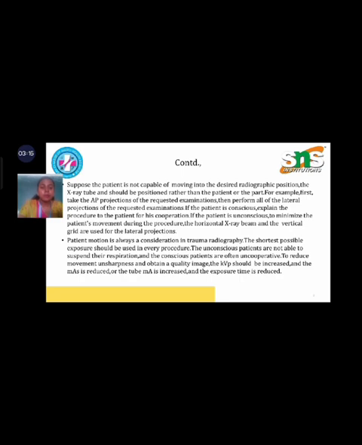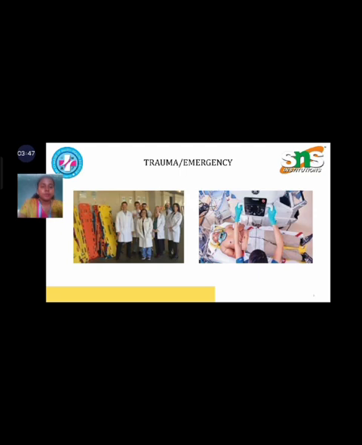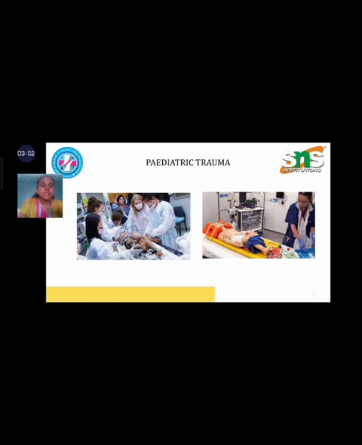Patient movement is always a consideration in trauma radiography. The shortest possible exposure should be used in every procedure. Unconscious patients are not capable of suspending their respiration, and conscious patients are often uncooperative. To reduce movement unsharpness and obtain a quality image, the kVp should be increased and the mAs reduced, or the tube mA is increased and the exposure time is reduced. This is how a trauma or emergency patient is handled, and this is how a pediatric trauma patient is handled.